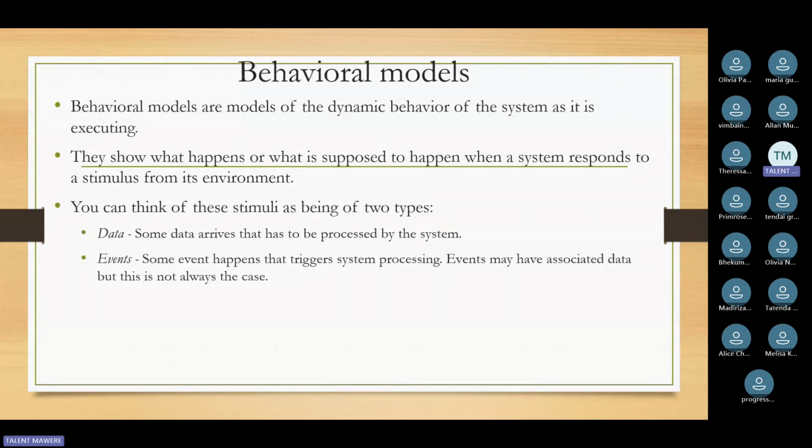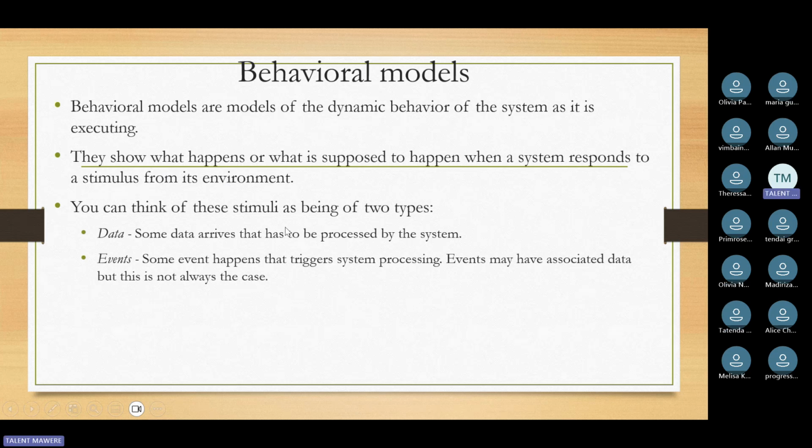That's structural models. Let's move on to behavioral models. This is another aspect of a system that can be represented. Behavioral models model the dynamic behavior of a system when it's in execution, how the system moves from one state to the other when it is executing. They show what happens or what is supposed to happen when a system responds to a stimulus from its environment.